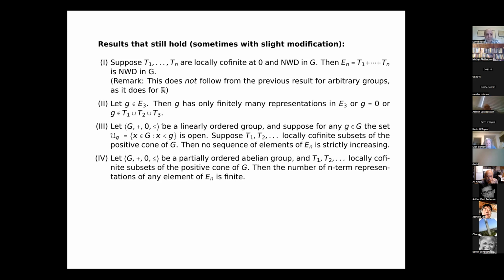Suppose we're a linearly ordered group, so an ordered group where all elements are comparable. And suppose also that the order respects the topology, in the sense that if you take any group element G, its set of predecessors in the group is open. Now let's suppose we have locally cofinite subsets of the positive cones, so they're all non-negative in the sense of this inequality. Then no infinite sequence of elements of E sub n is strictly increasing. So this is the generalization of the Michalski result.